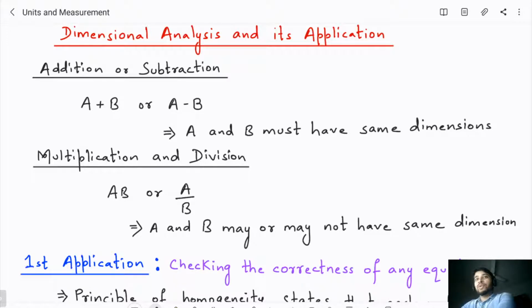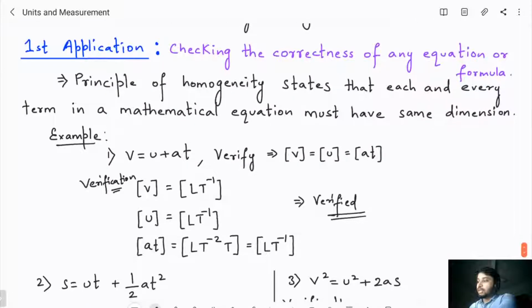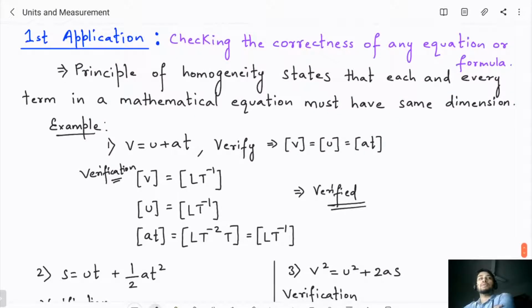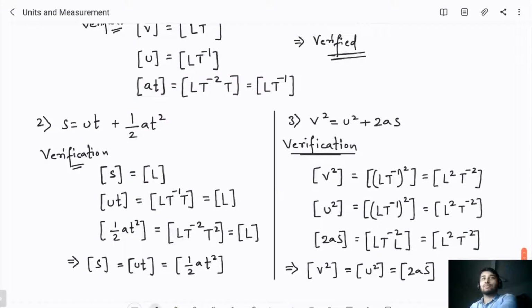So in the last video we started with dimensional analysis and its application. We have seen the first application, that is checking the correctness of any equation or formula. Now based on this concept, the principle of homogeneity, which states that each and every term in a mathematical equation must have the same dimension, let us see a few problems.